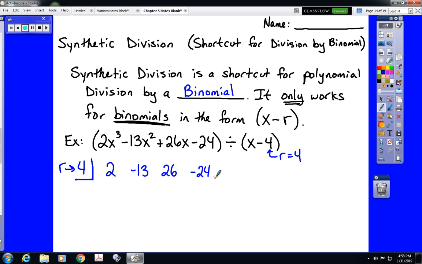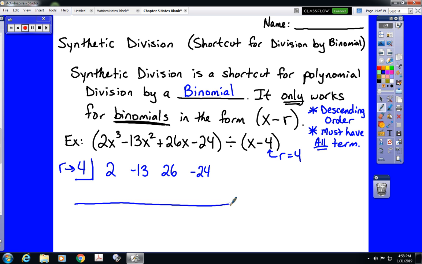Now we got lucky here, but we need to keep in mind that we must still have our terms written in descending order, and we must still have every single term. They must all be there, just like long division. So we leave one line of space to show our work, and we draw a line to separate our work from our answer. Now the way synthetic division works is we're doing all the same work we did for long division without any of the variables, so it removes a lot of the guesswork.